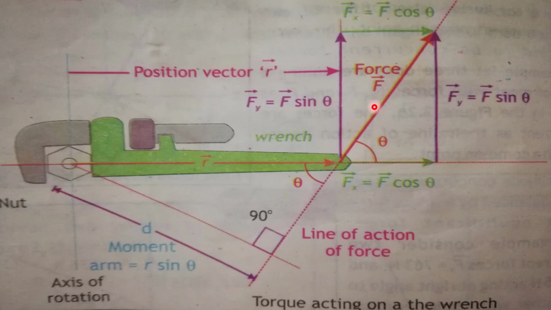If we use the second approach, the moment arm, then we extend the force and draw the line of action of this force. Then we draw a perpendicular from the axis of rotation to the line of action of the force. These two should make an angle of 90 degrees. This perpendicular distance from the axis of rotation to the line of action of force gives us the moment arm, which is equal to R sine theta. So either you can multiply F sine theta with R, or you can multiply F with R sine theta. Both give the same result. These are the two approaches used in your book.